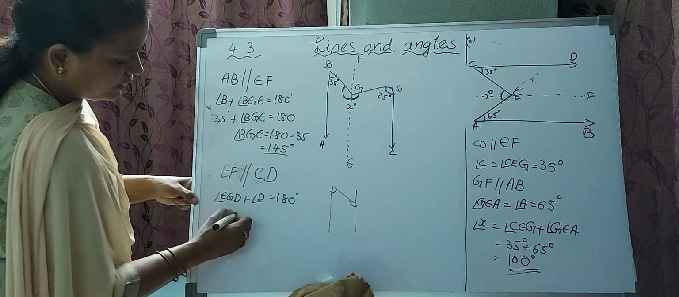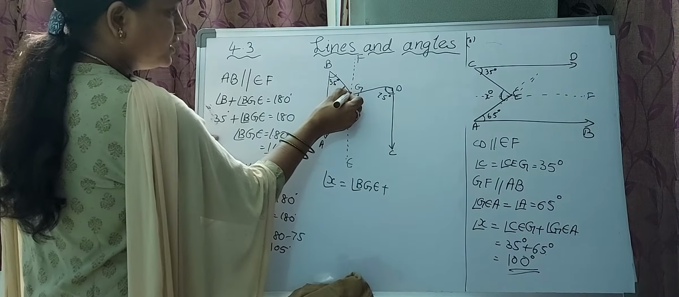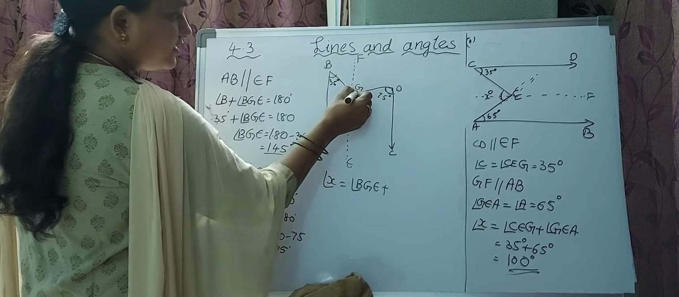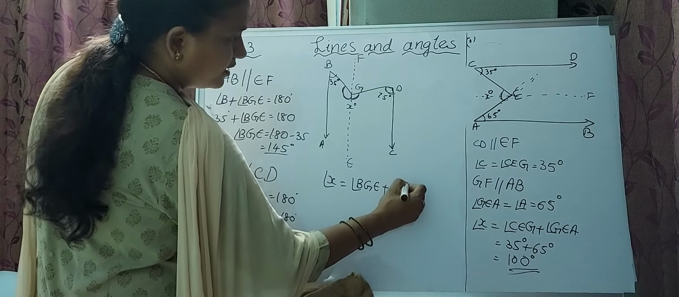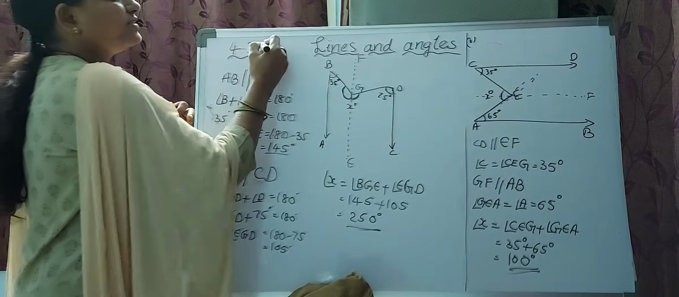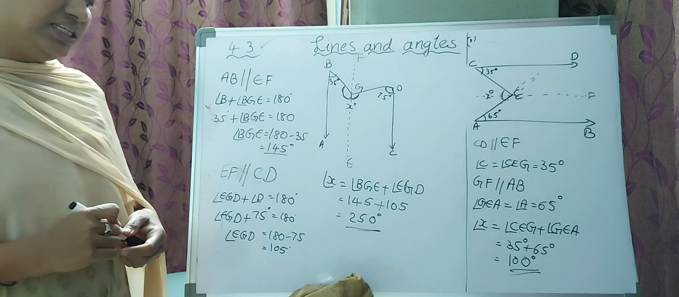So if you want X, angle X is equal to angle BGE plus angle EGD, this angle plus this angle. The first one is 145 and the second one is 105. Total 5 plus 5 is 10, 5, 250. That is a reflex angle. We got 250 degrees, that is a reflex angle. Up to now we completed the 4.3 exercise. You note down everything in the notebook.